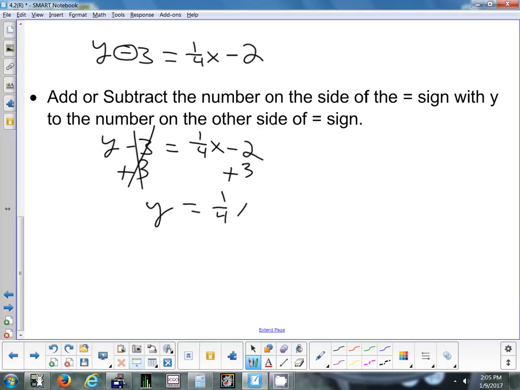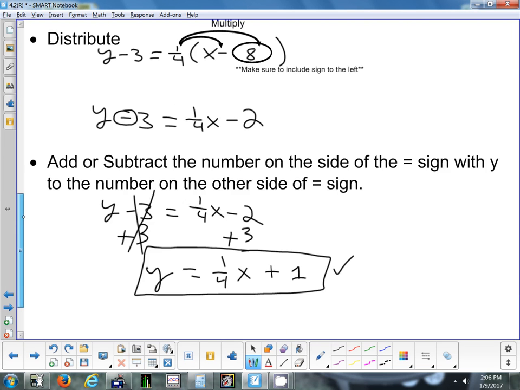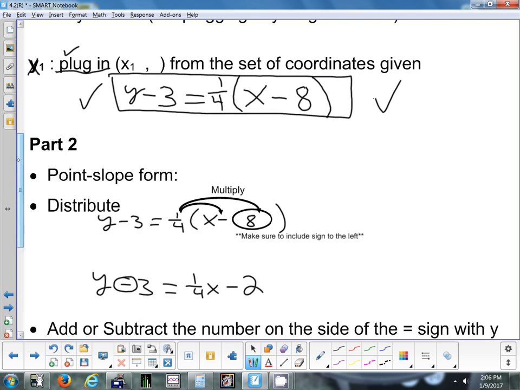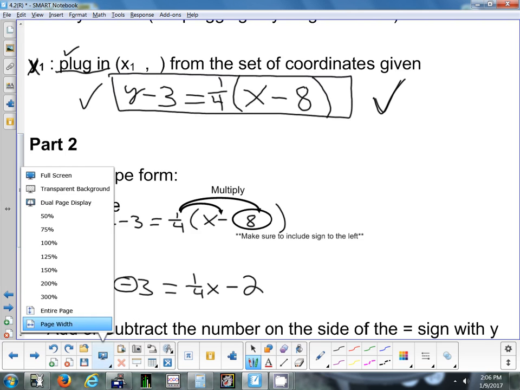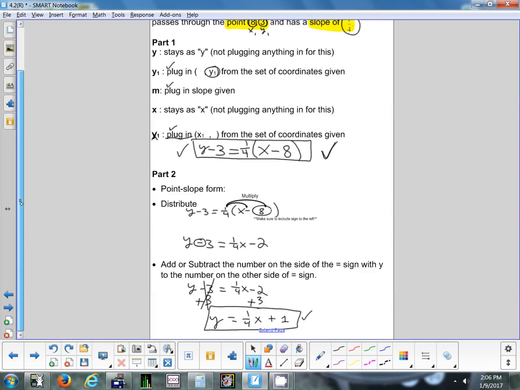1/4 x. But now I need to do this arithmetic. Kyle, what's negative 2 plus 3? Positive 1. Perfect. Is that y equals mx plus b? Yep. So what's in this box and what's in this box are exactly the same thing.